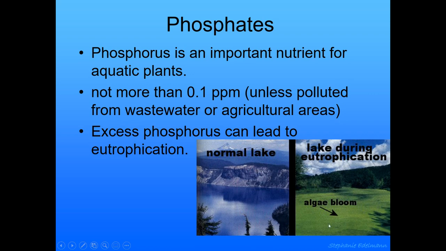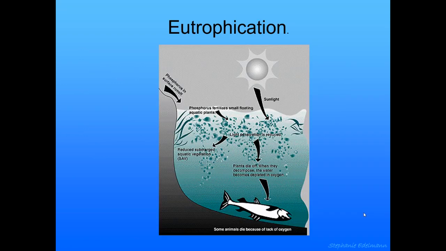So you've got a normal lake here, and then you've got this thing that's called an algal bloom. Now, when you first look at this algal bloom, you're like, it's not a problem. It's green, right? Green's good. Well, what happens during eutrophication is you have the phosphorus runoff, and it fertilizes small floating aquatic plants. The sunlight increases this, and so these small plants are very happy, right?